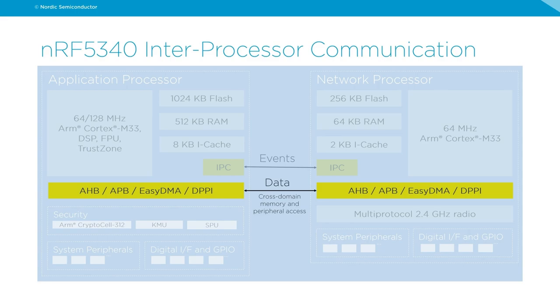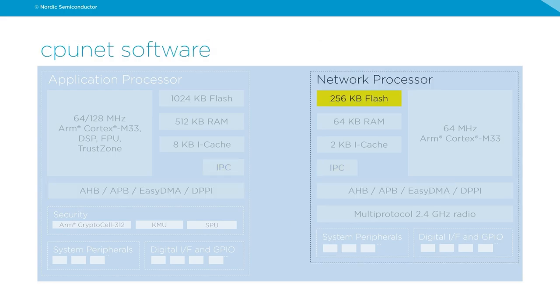The IPC peripheral itself, though, doesn't really transmit data. For data, we have a bridge that allows the network processor's memory buses to access certain parts of the application processor's buses. This allows the application processor to share a portion of its RAM with the network processor for the purpose of exchanging IPC data. In the nRF Connect SDK, we often refer to the network processor as CPU net.